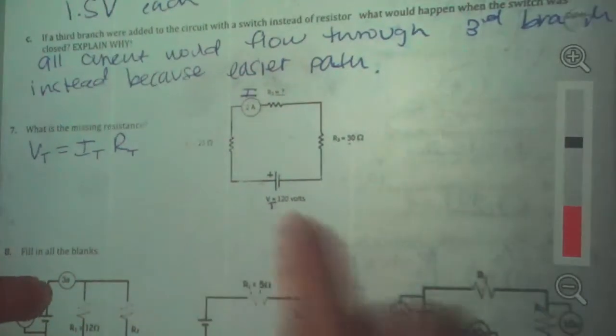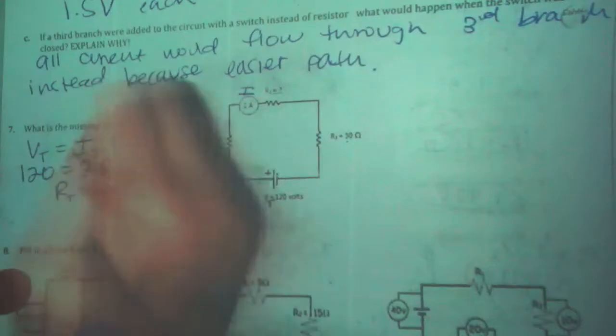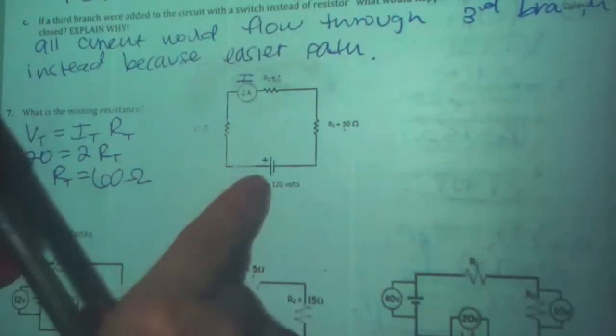Now I can plug in. Total voltage is 120. Total current is just the 2 amps. Divide over. That's going to give me that my total resistance is 60 ohms. Now it's tempting to just circle this and keep going, but that's not what I asked for. That's the total resistance because I used total voltage.